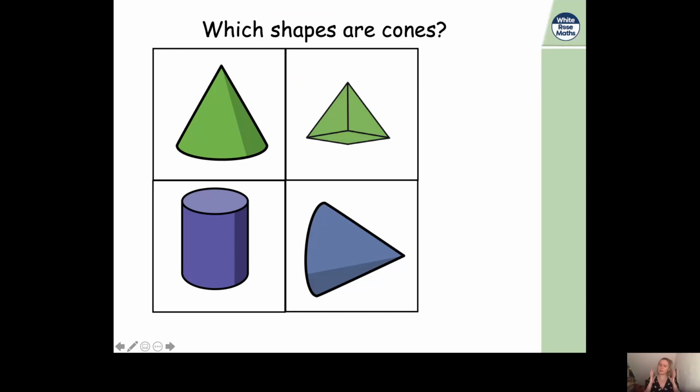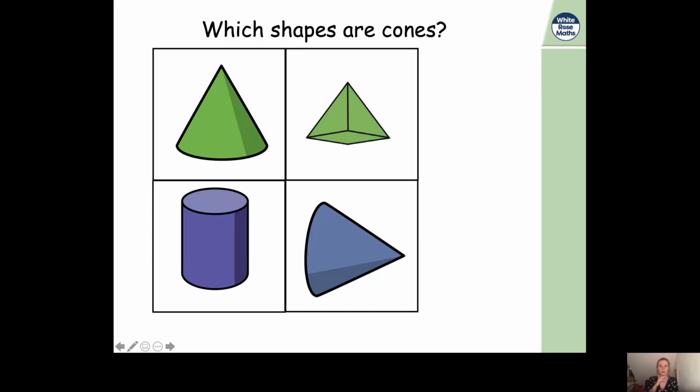Okay, so if I think back to when I showed you the different 3D shapes, I remember that a cone had a point at the top, didn't it? Now, what else did a cone have? Well, it had a flat face at the bottom, but what shape was this flat face? Oh, yes, it was a circle, wasn't it? And then it also had one curved surface.